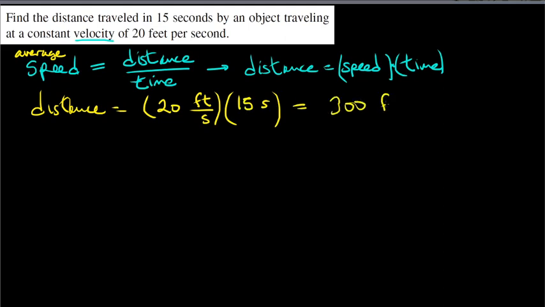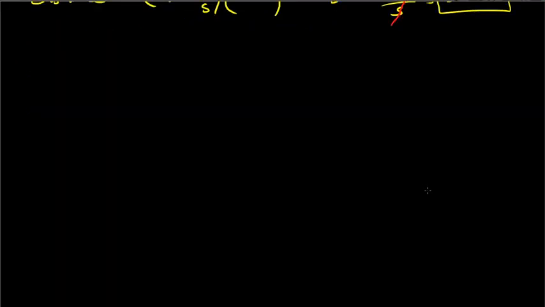And notice the units. We get feet times second divided by second. So seconds divided by seconds, well, they cancel, right? And you get 300 feet. So that's the distance, and we're done. Okay, so hopefully you got that, because that's all this is, right? This is a very simple problem. The next one is not so simple.